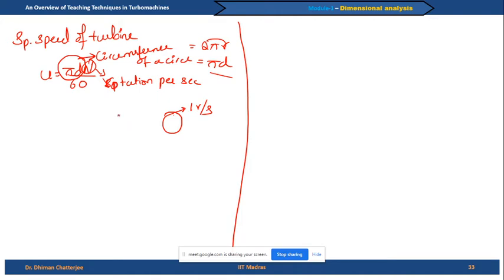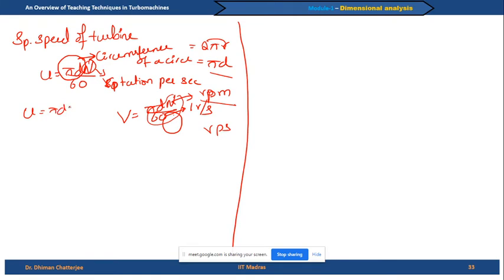So for that reason the velocity v is given by pi dn by 60, because we take n in rotations per minute, rpm. To convert this into seconds, we are using the division by 60. So n by 60 gives you rotations per second. We can use rotation per minute, but to convert that into rotation per second, we divide it by 60. So this is the formula basics, how we get u equal to pi dn by 60.